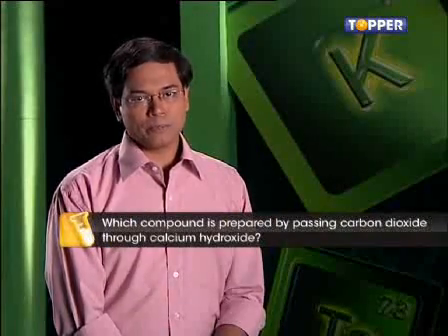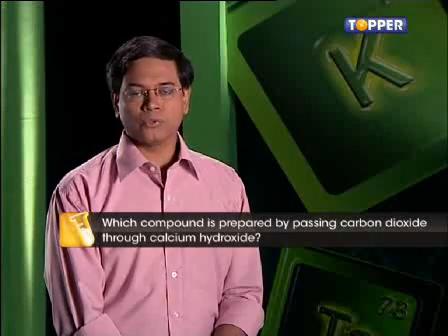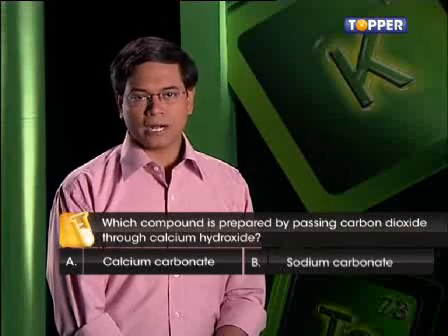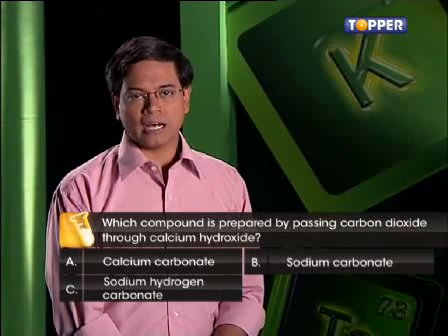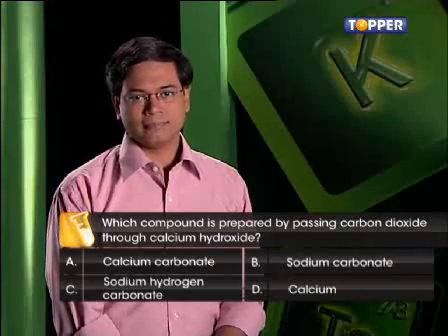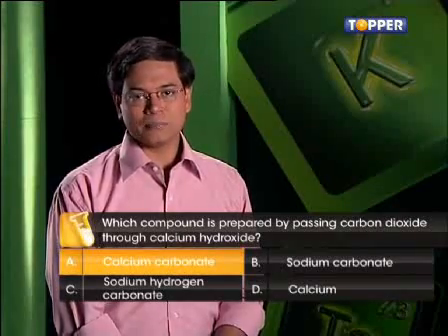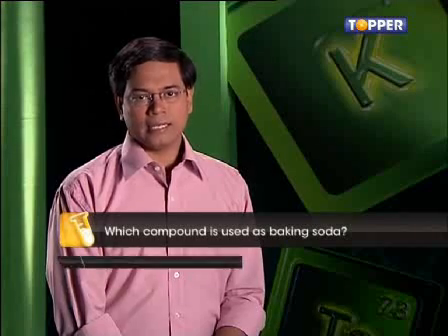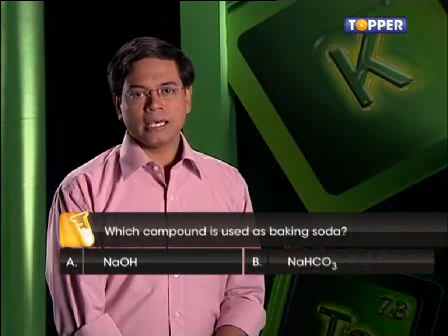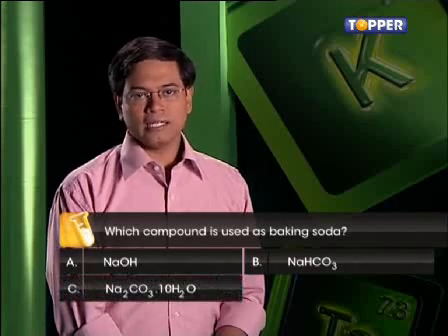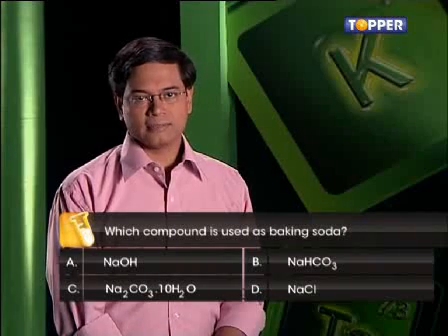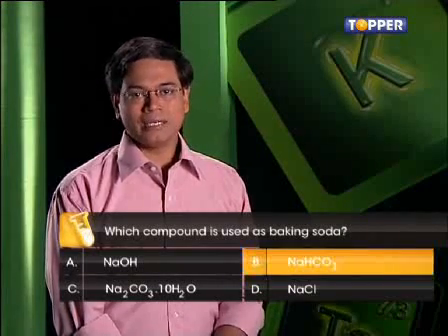Which compound is prepared by passing carbon dioxide through calcium hydroxide? A. Calcium carbonate, B. Sodium carbonate, C. Sodium hydrogen carbonate, D. Calcium. And the answer is A. Calcium carbonate. Now for the second one. Which compound is used as baking soda? A. NaOH, B. NaHCO3, C. Na2CO3 10H2O, D. NaCl. Well, the answer is B.